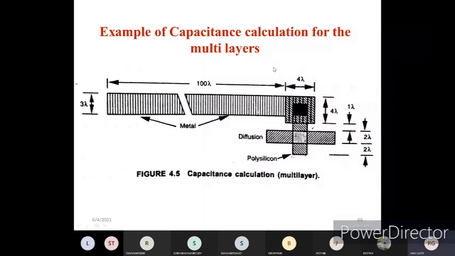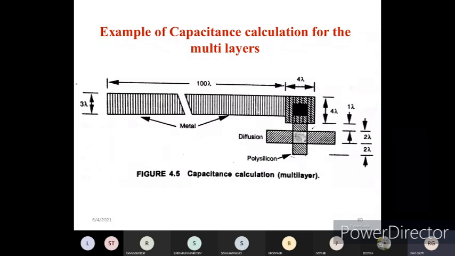So you can see the capacitance calculation for the multi-layer. How we can do the capacitance calculation for the multi-layer has been given here. The relative area of the metal is calculated as the area, that is L into W, divided by the standard area. How much is the total length? The length is 100 lambda. And what is the width? The width is 3 lambda.